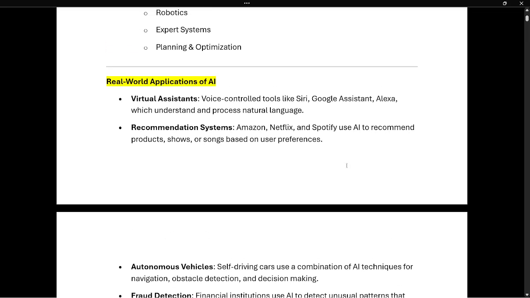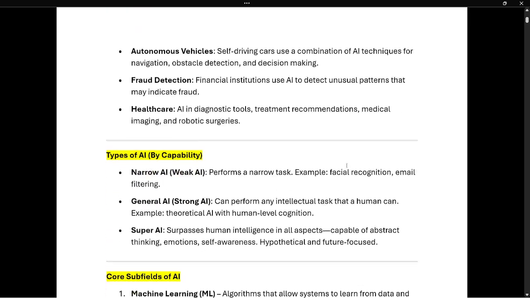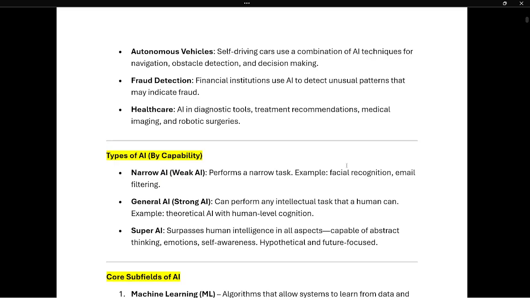So apart from real world applications of AI, we have the types of AI also. By capabilities, AI is divided into three types: narrow AI, that is called weak AI also, general AI, and super AI. Narrow AI performs a narrow task, a single type of task, like facial recognition or email filtering. So if we have an AI, it will work only on facial recognition or email filtering. That is called narrow AI.